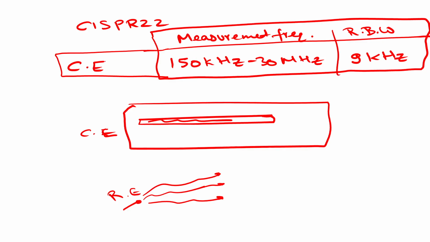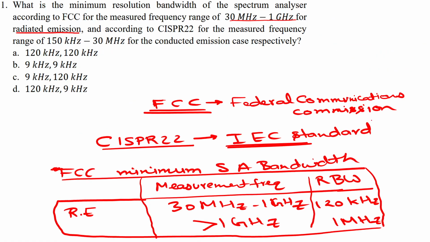So according to CISPR, the resolution bandwidth for the measurement frequency of 150 kilohertz to 30 megahertz in case of conducted emission should be 9 kilohertz, and according to FCC, for the measurement frequency of 30 megahertz to 1 gigahertz for radiated emission, the resolution bandwidth should be 120 kilohertz. If you match it with the given options, the correct option is option D. I hope this is clear. If you have any doubt, please let me know.